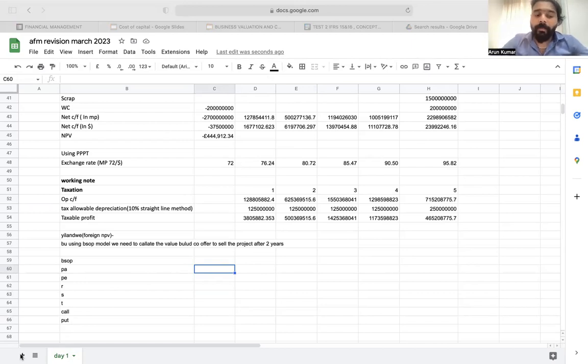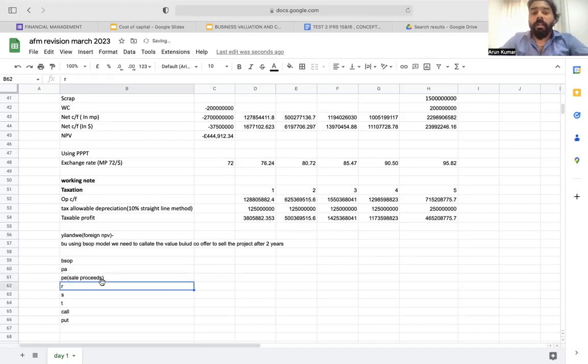It is the sale proceeds. Our sale proceeds we should take as PE, since it's a put option, because it is an option to sell, so the sale proceeds we take as PE. And what about PA?